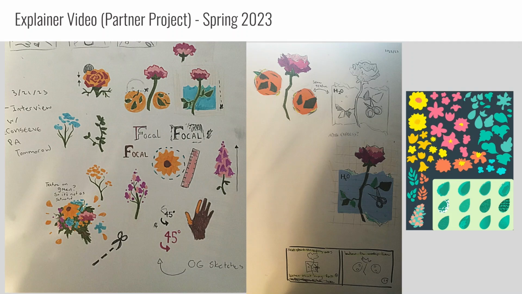I started sketching out some ideas for possible assets we could use, and maybe some of the main thumbnail sketches, one of them being trimming the leaves off of the flowers. And as seen in these sketches, that was the original design.